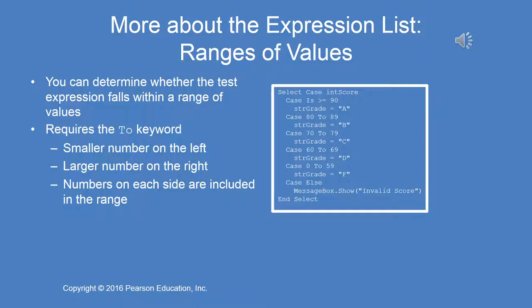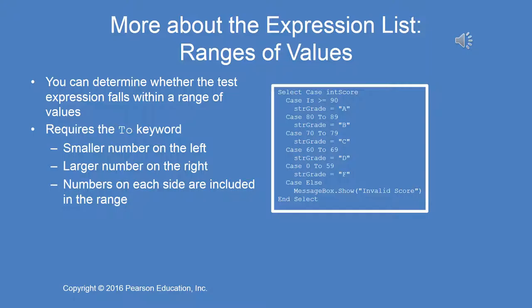So select case int score will be used and compared to each of the case statements. The first case statement has the Is keyword, Is greater than or equal to 90. Okay, that's the upper boundary. And that will assign the letter grade A to string grade. Then you've got the second case statement, 80 to 89. So there's the To keyword that allows us to express a range. And string grade will be assigned B if int score is 80 to 89. And that's inclusive. That includes 89 and includes 80.